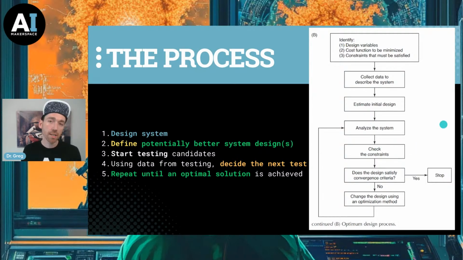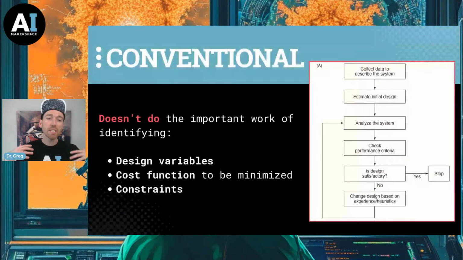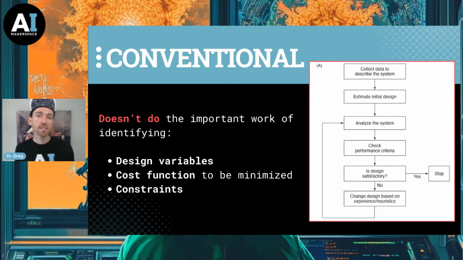Now, conventionally, how design was done is we essentially didn't do the important work of designing the system itself. We didn't identify the design variables. We didn't build a cost function. We didn't put the constraints together. We just simply collected some data and we were like, hey, that looks kind of like this. And maybe we could do this. And we built something and we said, does it do the job? Is it all right?